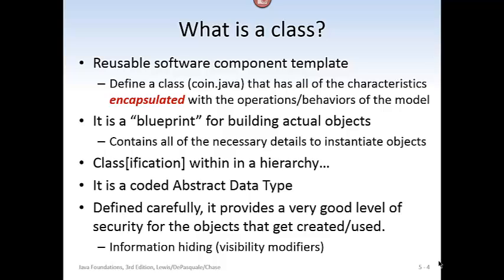Finally, when we define them carefully, it provides a very good level of security for objects that we use and create. And we'll talk more about this in the next lecture, but this has to do with the idea of what's called information hiding, and we do that with the visibility modifiers. You've already seen these pop up. Words such as public and private describe who can access the data and when.